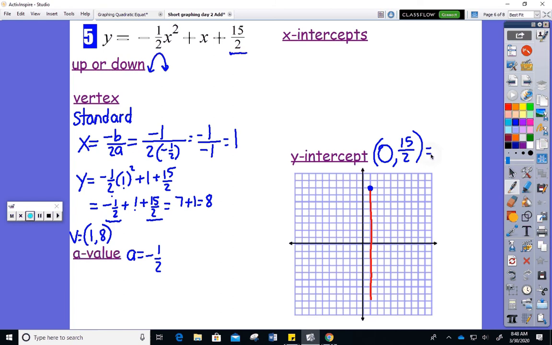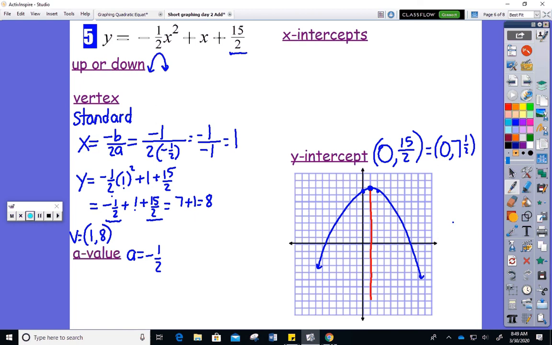Well, I know that 15 halves is the same thing as 7.5. So if I said 1, 2, 3, 4, 5, 6, 7.5, try that again. That's going to be right here. My computer's driving me crazy. I'm going to go the other direction, because remember, I should have a point on either side of the axis of symmetry. So then I've got my parabola.